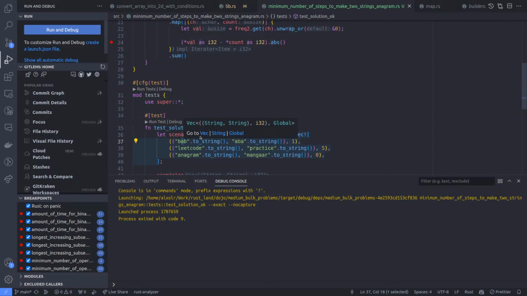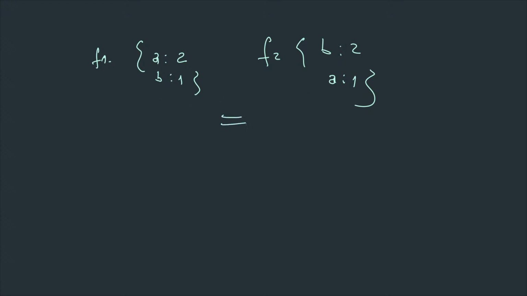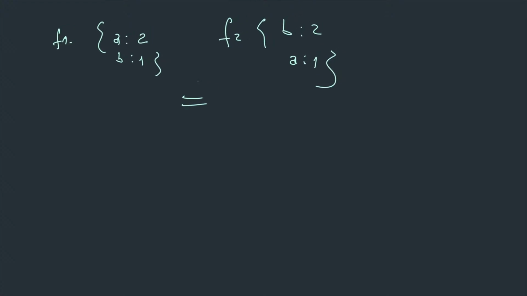Yeah, let's get to our drawing board. Maybe there we'll come up with a solution. So we've got F1, the frequency 1, which will have A for first 2 and B 1. For frequency 2, we have B in this case will be 2 and A 1. So our goal is to make these two equal. And how can we do that?